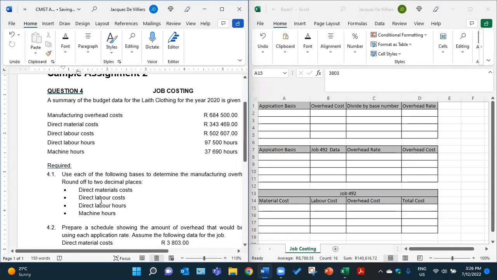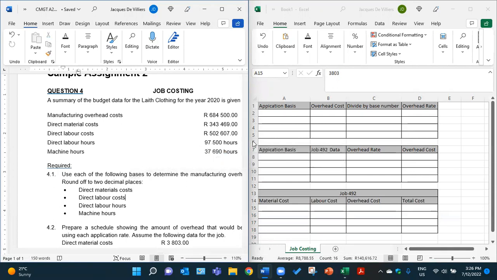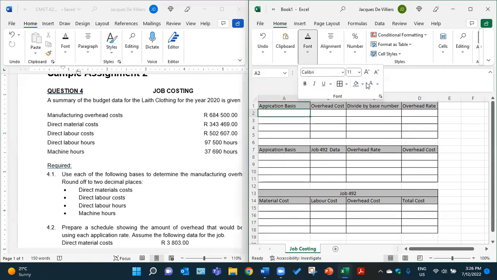Now, look what is going to happen here. If we use the word base, base always means under the line. So here are the application bases, and we can simply put them in as we are given them. Direct material cost, direct labor cost, direct labor hours, and machine hours. Don't have to wonder where we find them.